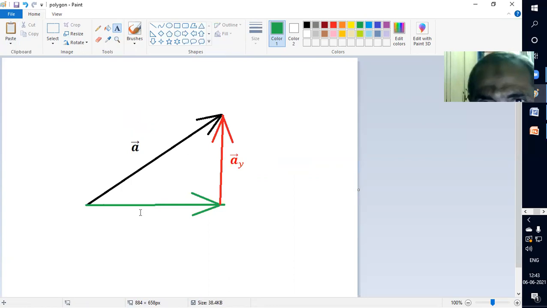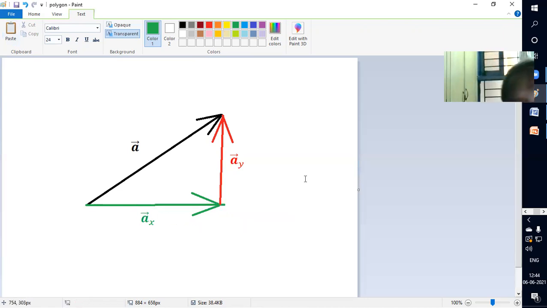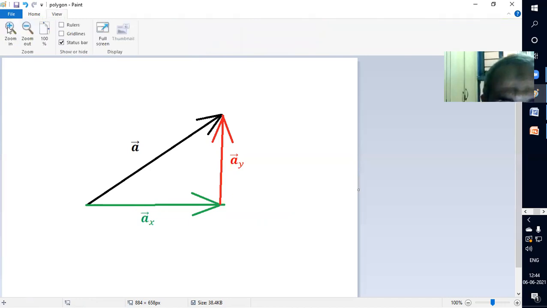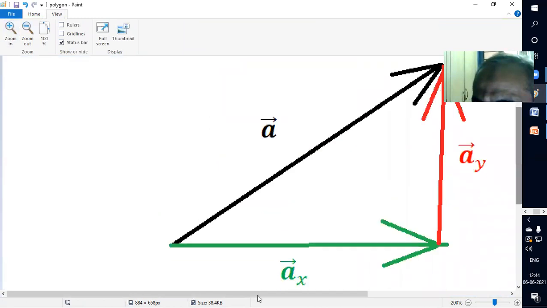And let me write here this. Now, the names of the 3 vectors are available here like this. Vector A in black color, vector A subscript X, which is in green color, vector A subscript Y, which is in red color. Now, you implement here the triangle law of vector addition, and using that law, tell me what is the mathematical equation governing these 3 vectors.